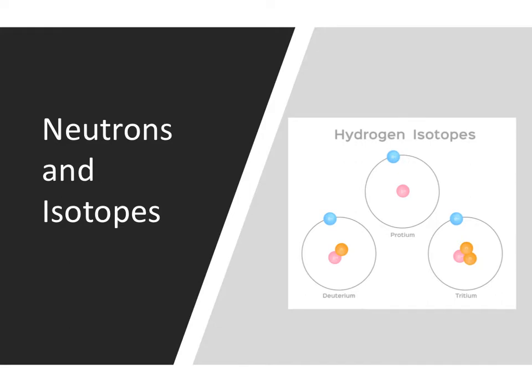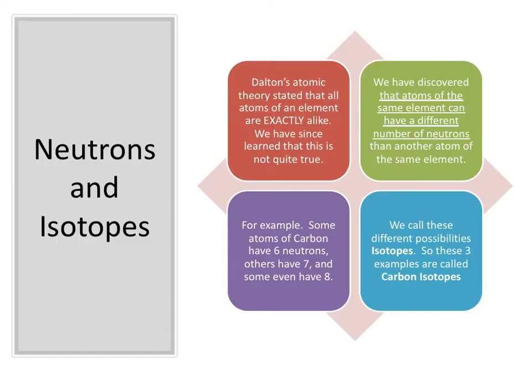When we look at atoms, originally, Dalton, remember, came up with the first atomic theory, and part of his theory stated that all atoms of an element are exactly alike. However, we have learned that is not true because we have what is called an isotope. An isotope is atoms of the same element, and they have the same number of protons. However, the number of neutrons vary.